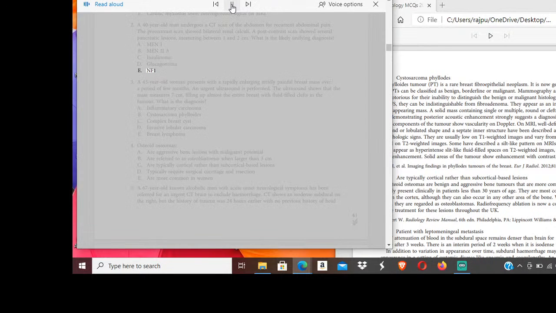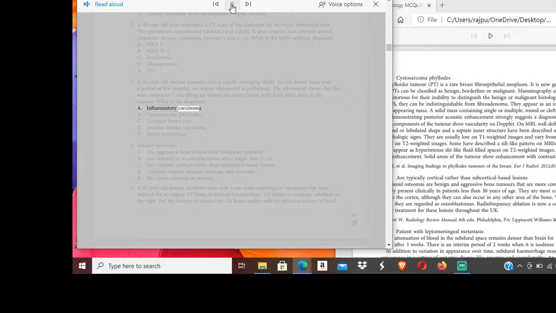NF1. 3. A 45-year-old woman presents with a rapidly enlarging mildly painful breast mass over a period of a few months. An urgent ultrasound is performed. The ultrasound shows that the mass measures 7 centimeters, filling up almost the entire breast with fluid-filled clefts in the tumor. What is the diagnosis?